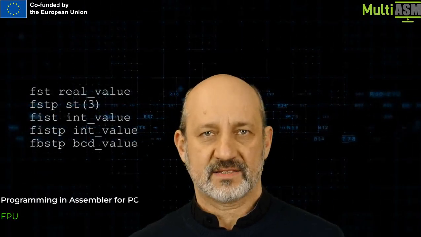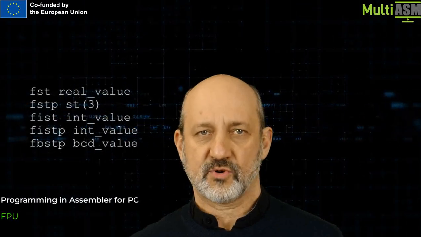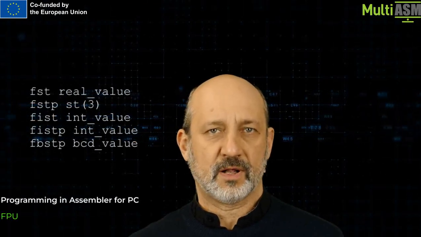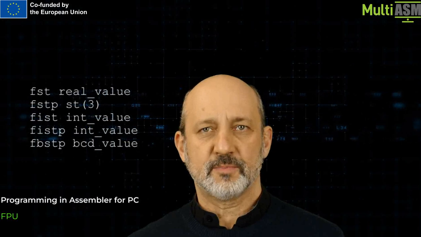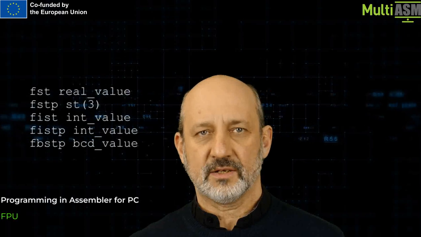The FIST converts the value from the top of the FPU register stack into a word or double word integer and stores it in memory. The FISTP instruction can also store a 64-bit quad word integer and pop the value from the stack top. The FBSTP pops a value off the FPU register stack and writes it as an 80-bit BCD encoded integer in memory. I think you noticed that there aren't instructions to copy values from the FPU register to a general purpose register.